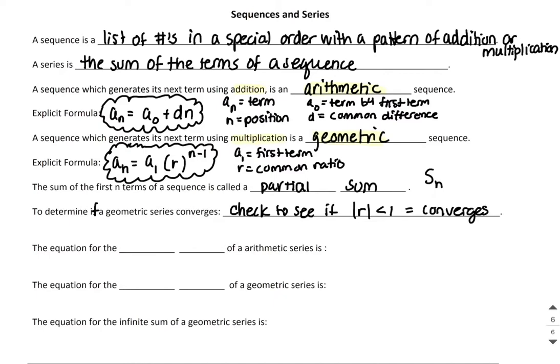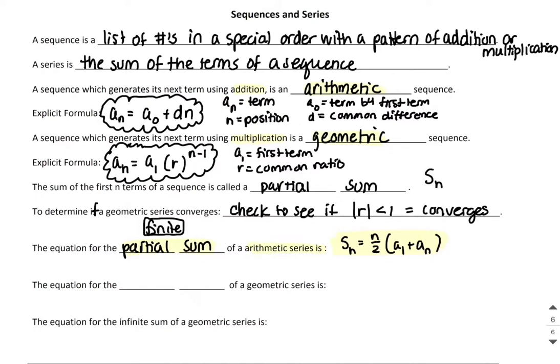The equation for the partial sum of an arithmetic series is s sub n is equal to n over 2 times a sub 1 plus a sub n. So for an arithmetic series, a partial sum, this is the formula. A partial sum is for finite. So partial sum is another way to say finite. Right? Finite number of terms added together. So finite arithmetic is that formula.